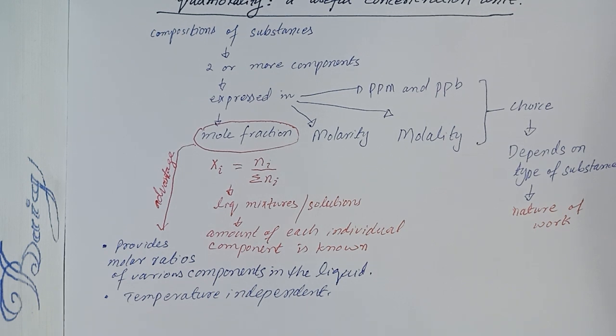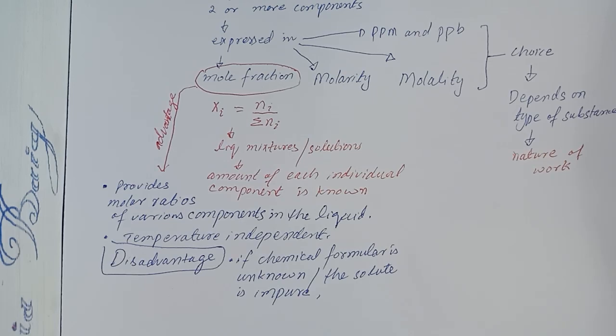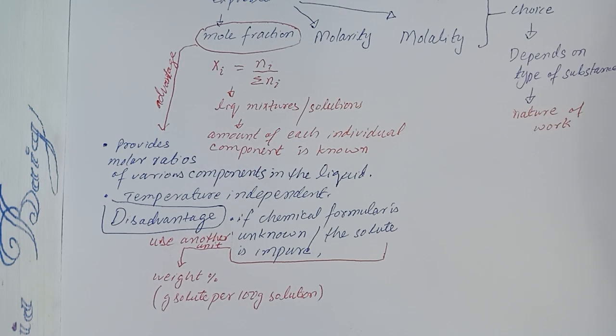On the other hand, a disadvantage of using mole fraction is that if the chemical formula of the solute is not known or the solute is impure, we cannot use it, but we can use another concentration unit known as weight percent. The weight percent is the number of grams of solute dissolved per 100 grams of solution.